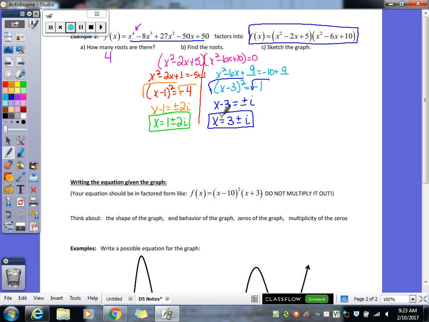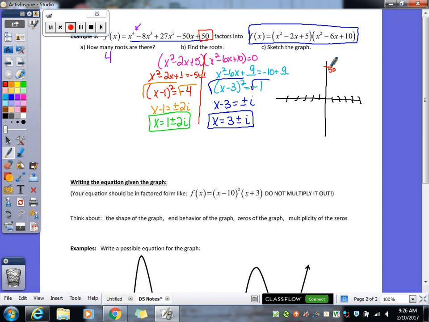So there's our roots. All of them are imaginary. Alright, so when it comes to sketching our graph for this one, we don't have any x-intercepts to use because all of our roots were imaginary. The only thing we really have to go by is if I plug a 0 into this, my y-intercept is going to be a 50.